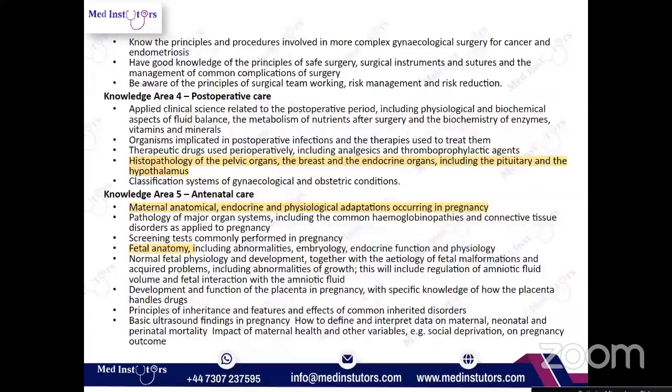Let's have a look at the anatomy. In post-op care, they have a knowledge area in which they mention the histopathology of pelvic organs, breast, and endocrine organs, including the pituitary and the hypothalamus. Then in antenatal care, you should know about maternal anatomical, endocrine, and physiological adaptations occurring in pregnancy. This is an extension of endocrinology and physiology, focusing on maternal anatomy. Then you have a bit of an idea about fetal anatomy as well.